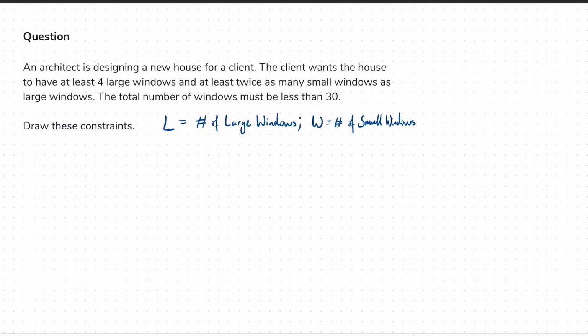Okay, so let's start writing these constraints down. So at least 4 large windows. So the number of large windows, something 4, is it greater than, less than, right? So L can be 4, and it can be more than 4, right? Because 5 is at least 4, right? 4 and then some. The next one, so this is at least 4 large windows.